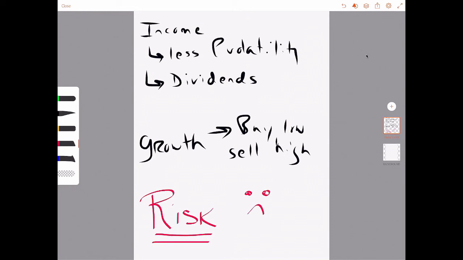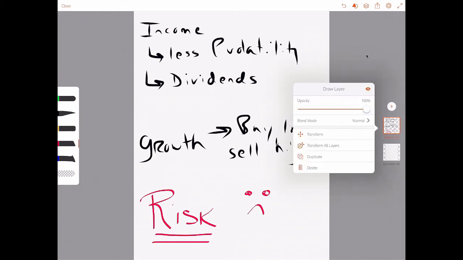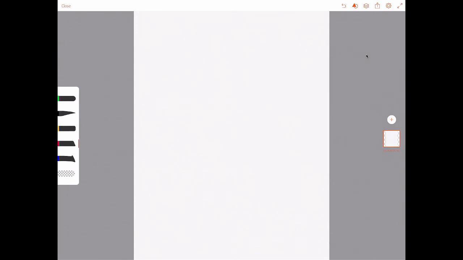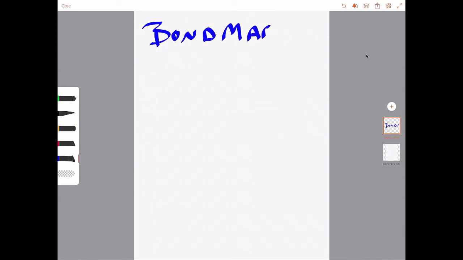If you want to avoid the risk, maybe what you ought to do is go to the bond market. Because the bond market, while it is much more boring, is also considerably safer. Bonds are another way to get savings into the hands of investors.